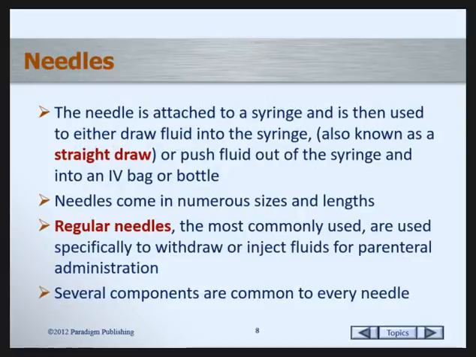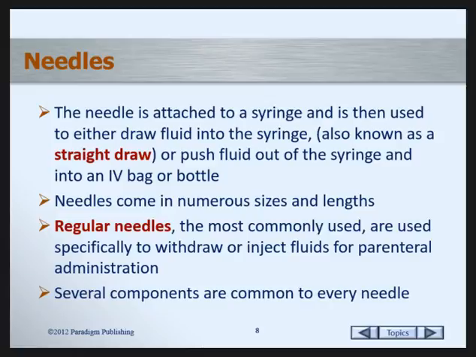Identifying equipment that you will use in sterile compounding is very important. We will look at these pieces of equipment. We will label several parts of different pieces of equipment and identify the critical zones. First, we will talk about needles. The needle is attached to a syringe and then is used to either draw fluid into the syringe, which is known as a straight draw, or push fluid out of the syringe into either an IV bag or a vial.